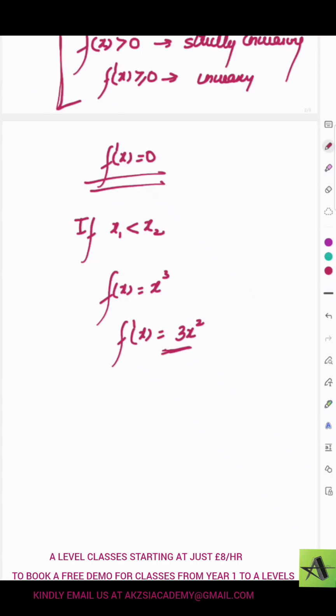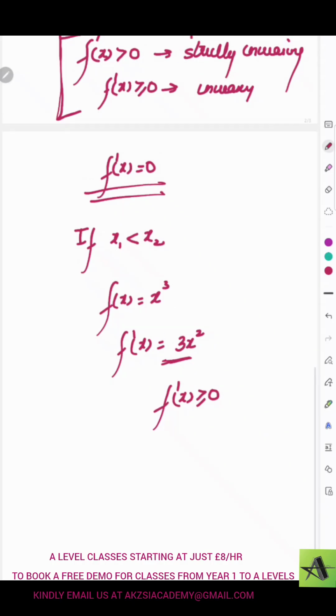That means f dash x is greater than or equal to 0. Obviously, if I put 0 here, then I get 0. But whether it's a negative value or positive value, I'll definitely get all the values as greater than 0. So I can say it's increasing. And if I remove the equal sign, then I would be saying it's strictly increasing throughout the domain.